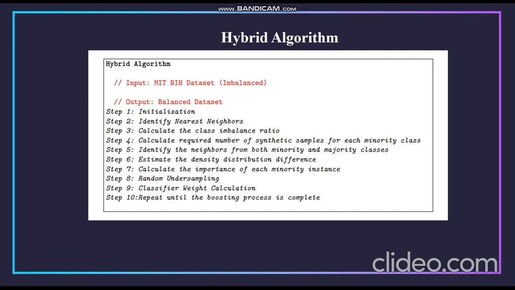Then update the weights of the samples. That means update the weights of the training instances in the majority classes. In the last stage, repeat until the boosting process is complete. This is the overall working of my hybrid algorithm.